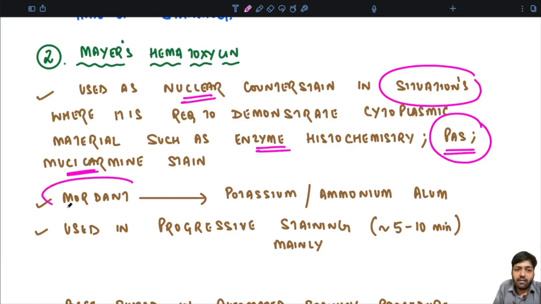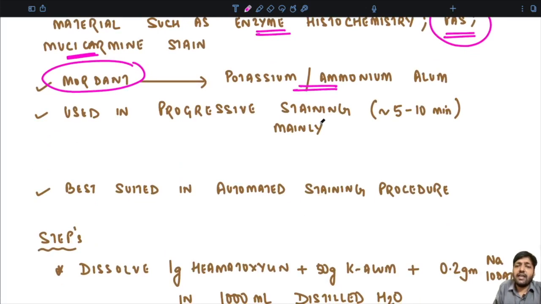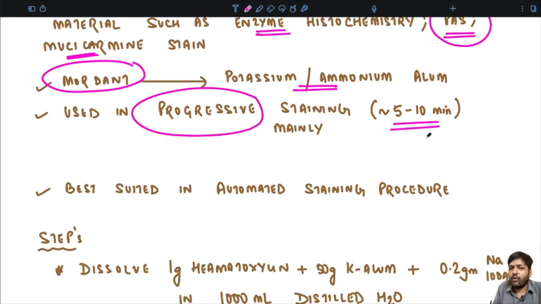What is the mordant that we are using over here? We are using potassium or ammonium alum. Very importantly, it is mainly used for progressive staining. You keep it for 5 to 10 minutes, and it is best suited for automated staining procedure.